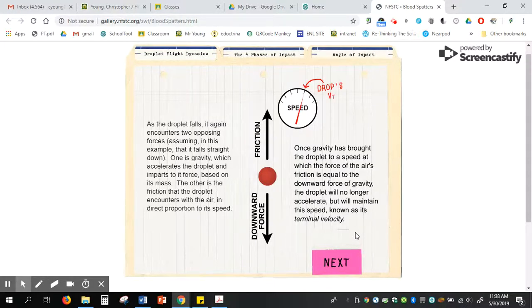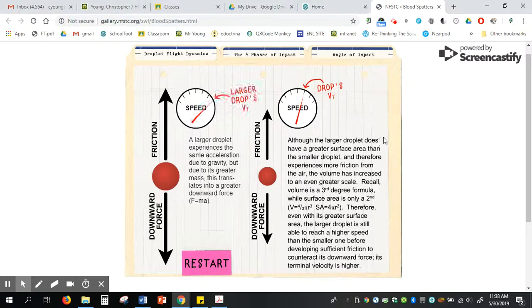Hit pause if you would like to read the information about air friction and the downward force of gravity. Hit pause if you would like to read more about terminal velocity and force from gravity and the friction of the air.